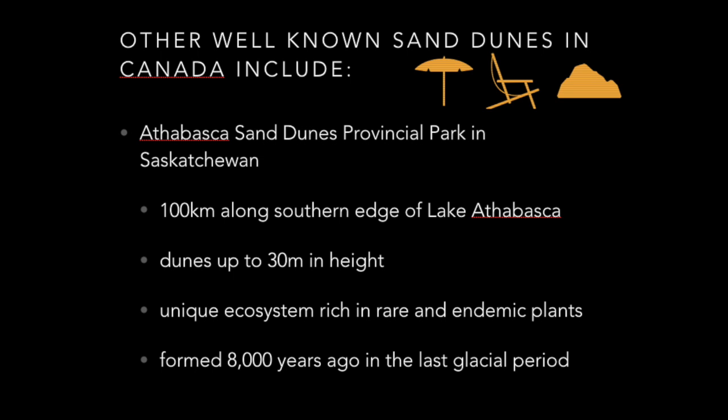Other well-known sand dunes in Canada include Athabasca Sand Dunes Provincial Park in Saskatchewan. This is 100 kilometers along the southern edge of Lake Athabasca, with dunes up to 30 meters in height. It has a unique ecosystem which is rich in rare and endemic plants. It was formed 8,000 years ago in the last glacial period.